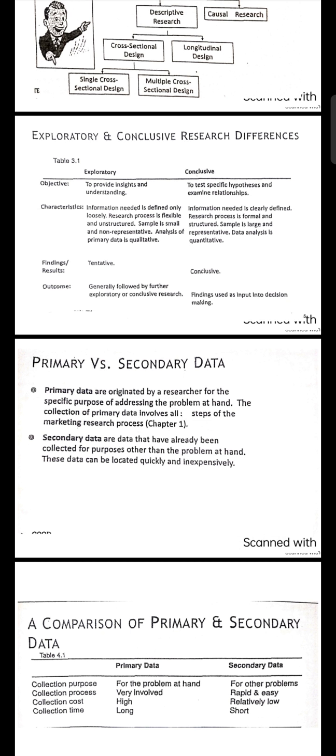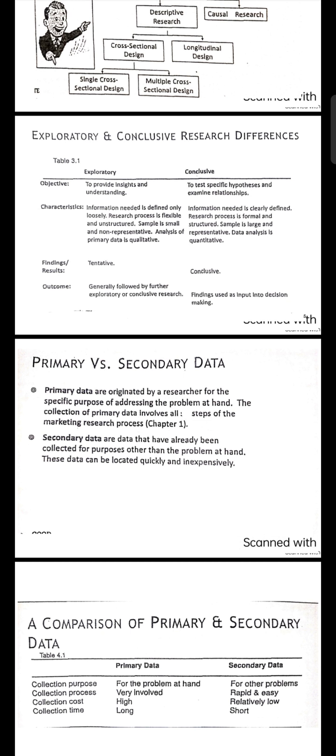Tentative means that you can still have further exploration; the data is not really confirmed. So you still have room for further research, and you can go further with conclusive research. The outcome of exploratory research is generally followed by further exploratory or conclusive research. That means I still have room to do further research to have a confirmation.